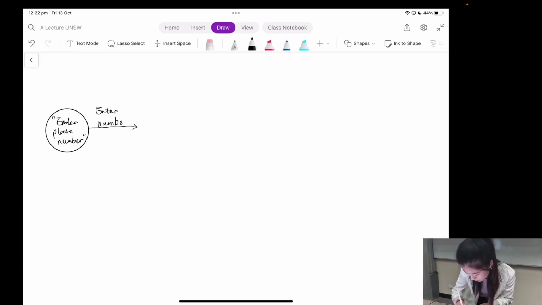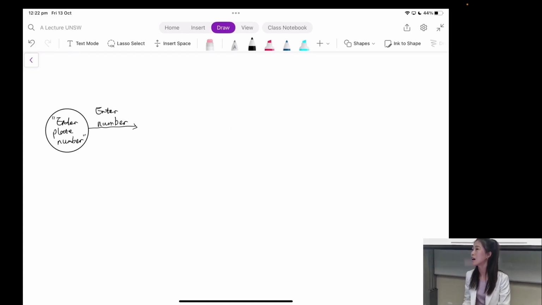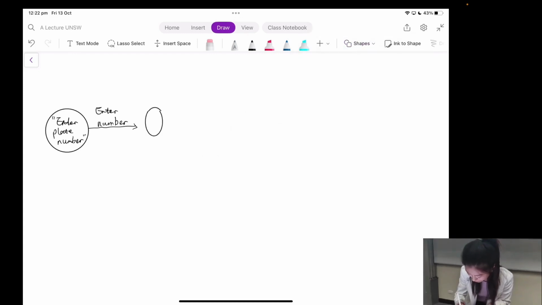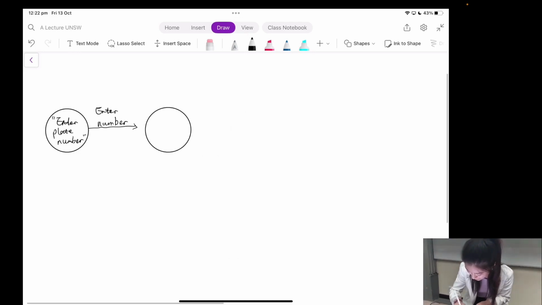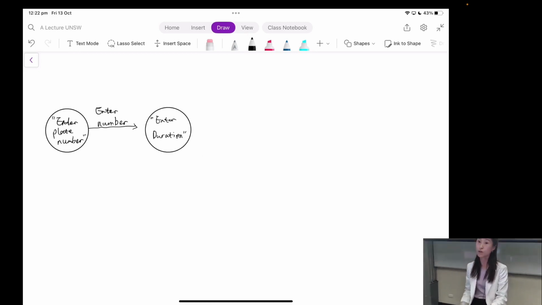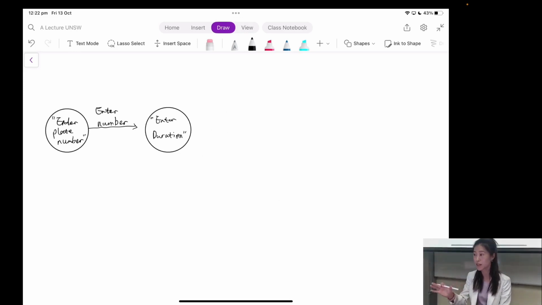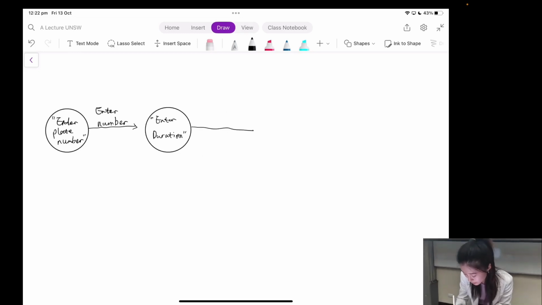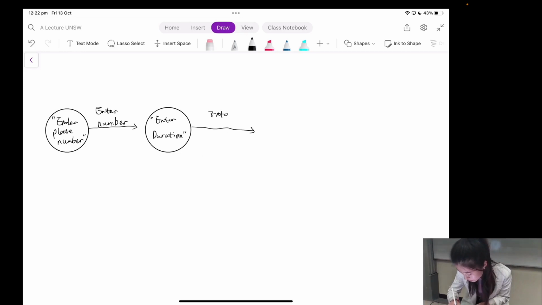After you enter the number, it may ask you how long you want to park, right? So the parking meter will transit to the next state. In this next state, they will ask you to enter the duration, like whether you want to park for 1 hour or 2 hours. So your parking meter now transits to another state. And then another event happens: you enter duration.